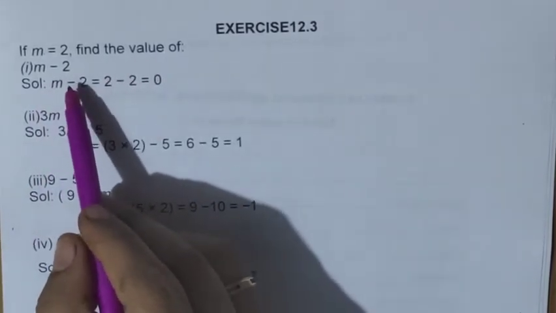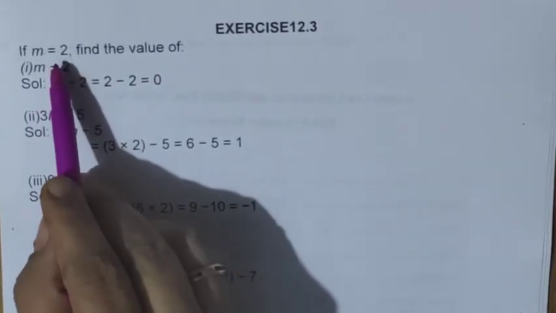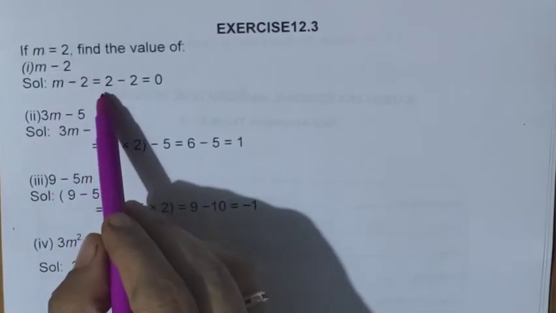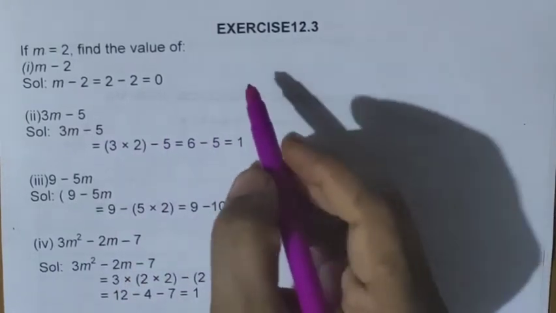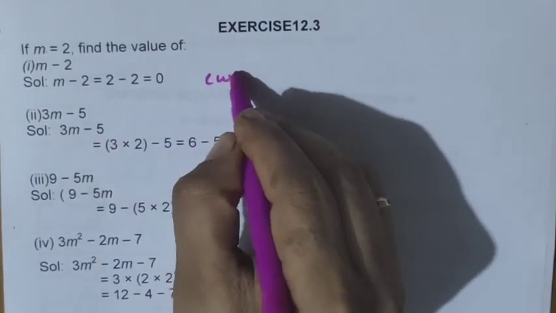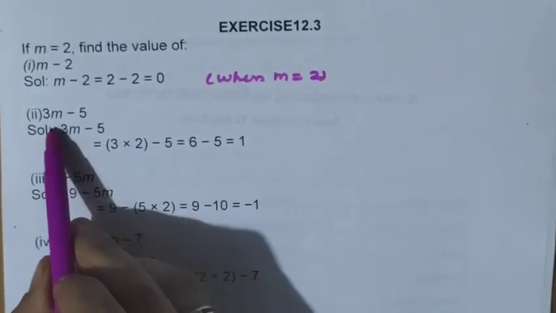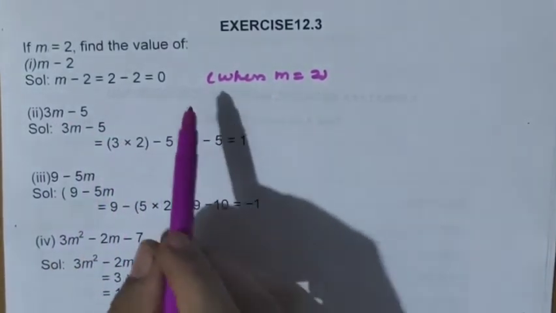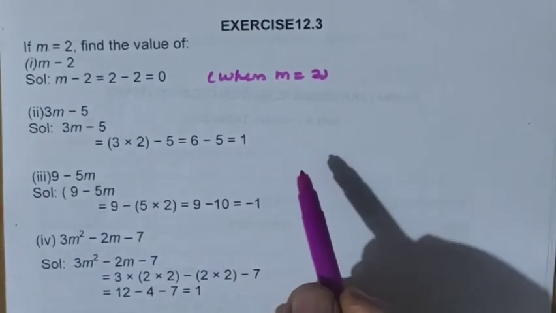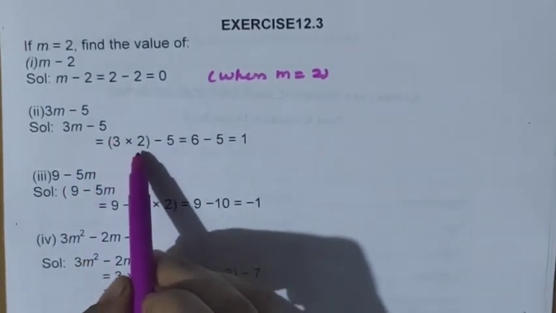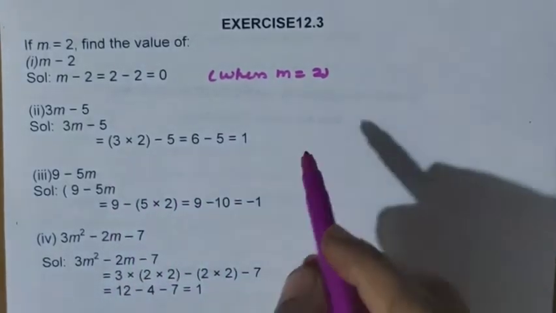So which is the algebraic expression? m minus 2. What is the value they have asked? m equals 2. So m minus 2 becomes 2 minus 2, equal to 0 when m equals 2. Right. Now the second expression is 3m minus 5. Again we have to put m equal to 2 only. So 3m minus 5, I'll write first, then 3 into 2 minus 5. 3 into 2, what is the answer? 6 minus 5 equals 1.